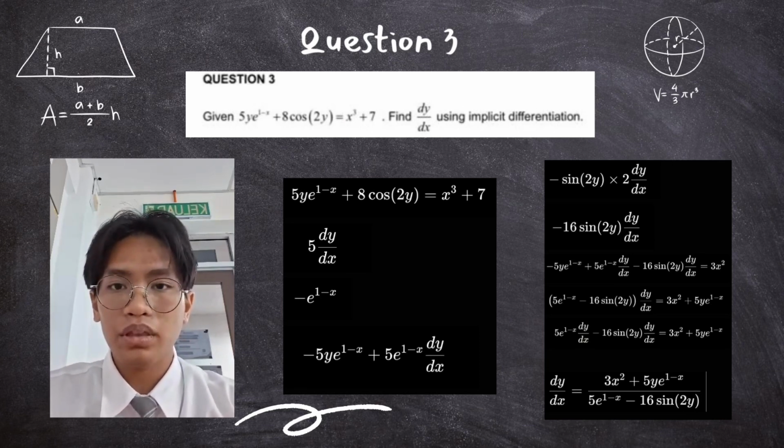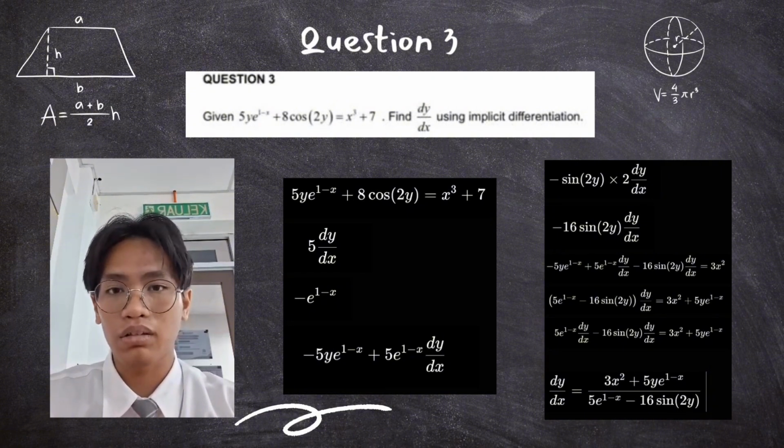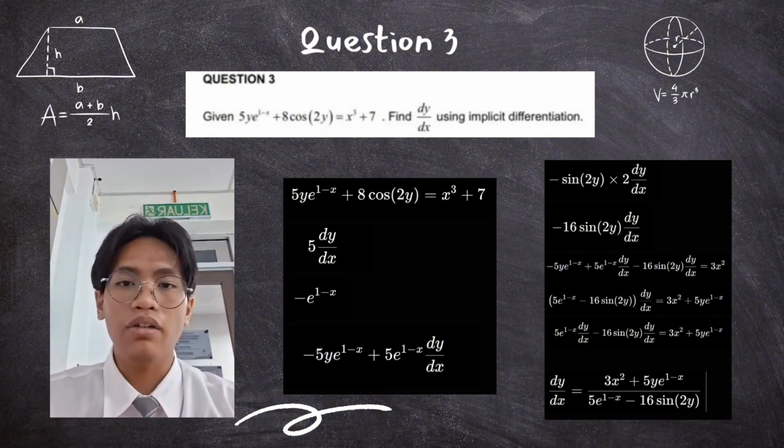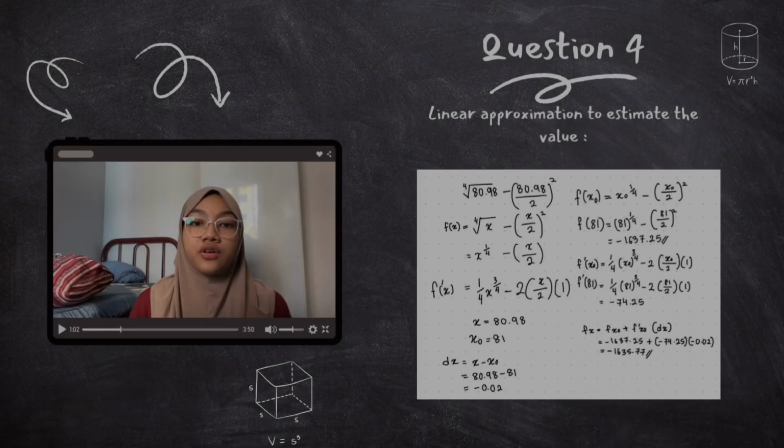In conclusion, this question requires both the product rule and chain rule because the equation contains products of functions and composite functions. After differentiating and rearranging the terms, we obtain the final expression for dy over dx. Thank you. Moving on to question 4.